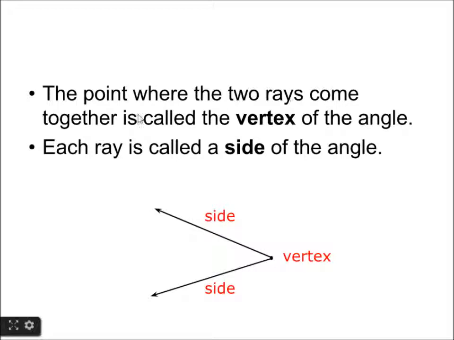The point where the two rays come together is called the vertex of the angle. The endpoints of the two rays meet at a point, which is called the vertex. Each ray is called a side of the angle. Side, side, and this point is the vertex.